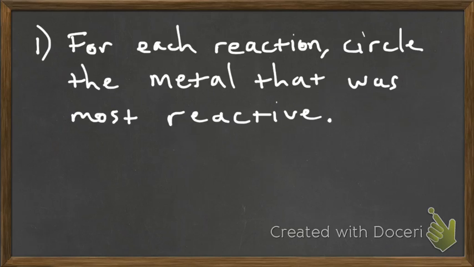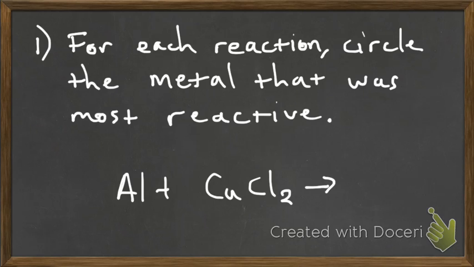Now, for question number 1. For each reaction, you're going to circle the metal that was most reactive. All right, so again, you're circling the metal that was most reactive. So for example, if we had aluminum plus copper chloride, if I tell you that a reaction did occur, then that means that aluminum is more reactive because it is replacing the copper chloride.